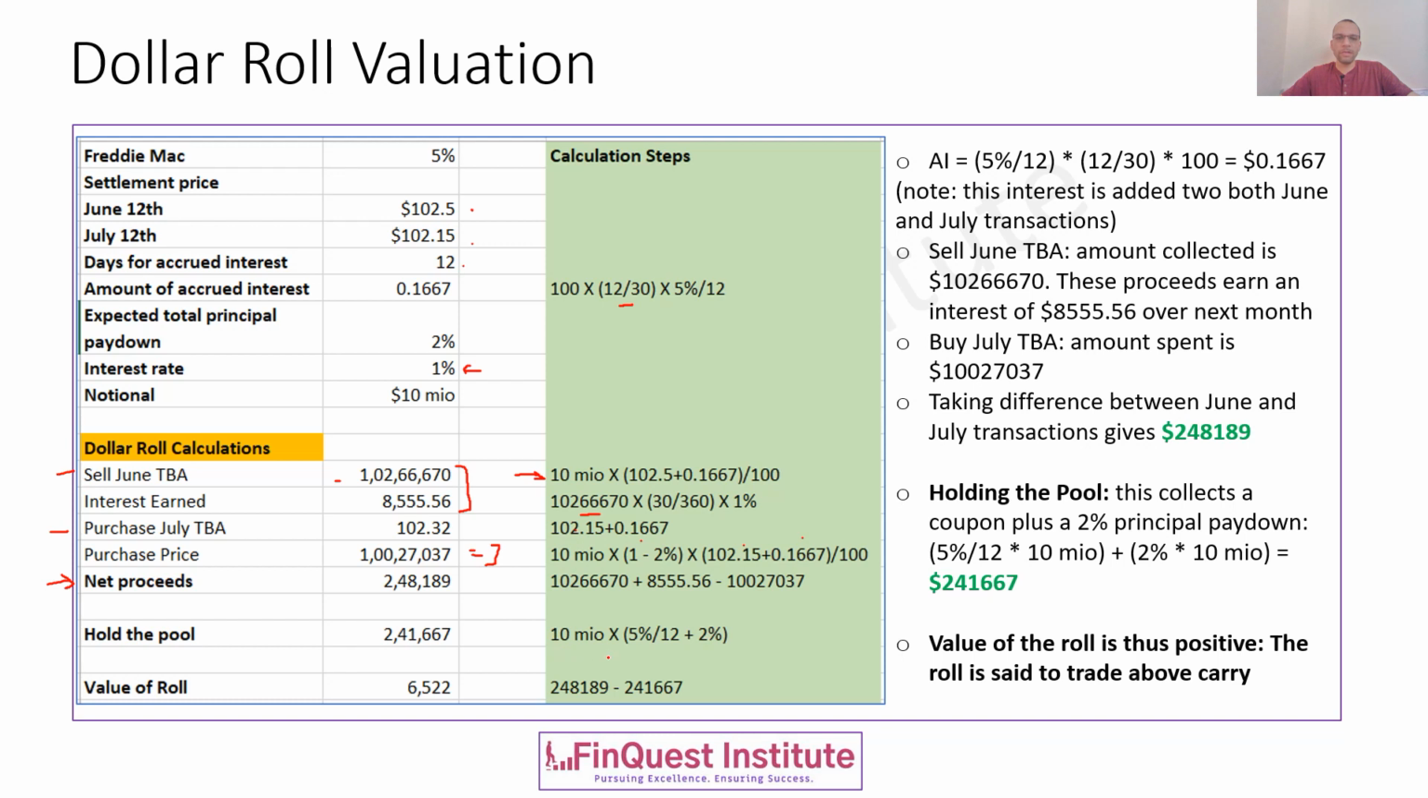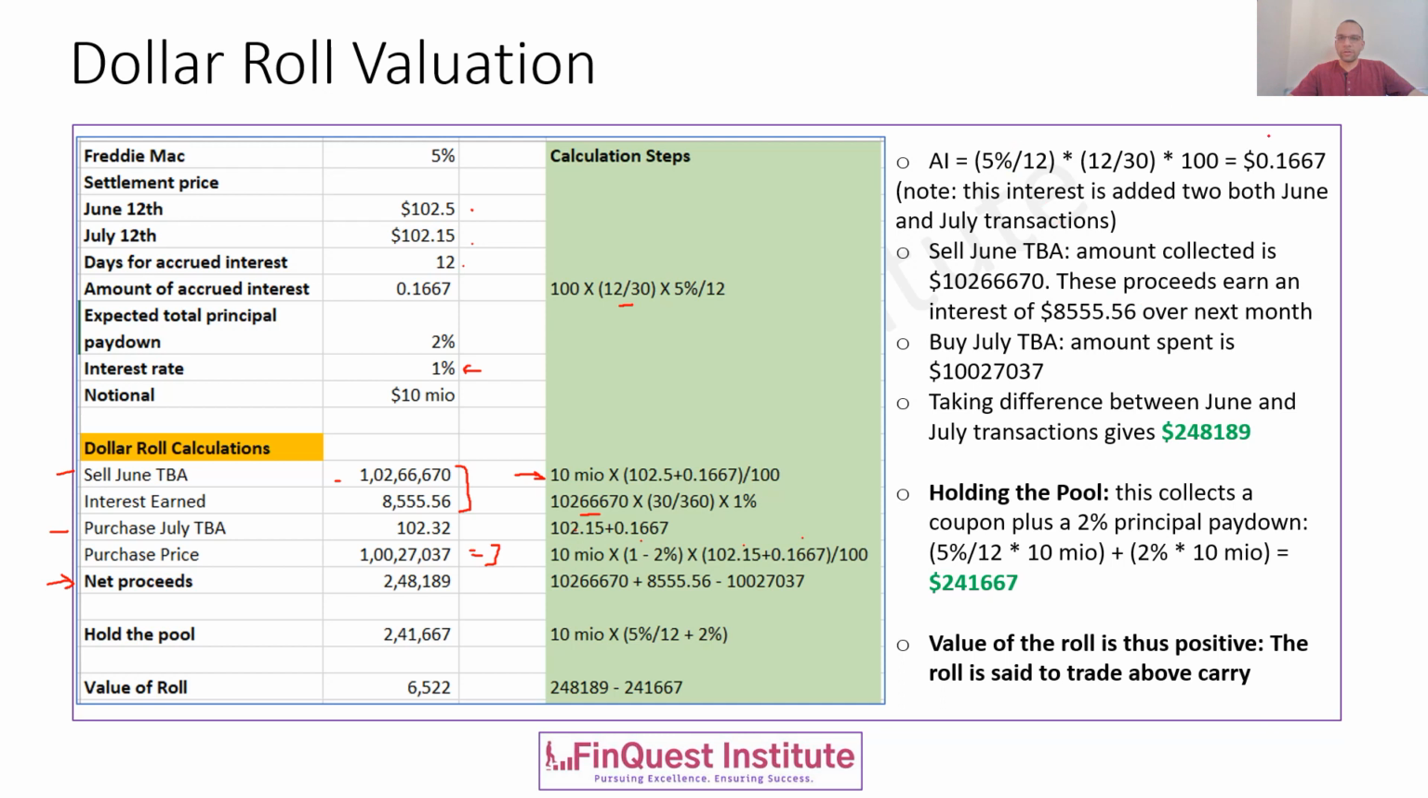Again, we take the notional of 10 million into the rate of 5%, because here simply the coupon is going to accrue, or we are going to earn that coupon. So 5% upon 12 plus the 2%, which is the expected total paid down of principal. Now this comes out to be around 241,667 US dollars. The difference between the two, which is the difference between the roll transaction and holding the pool, is what we call as valuing the roll. This comes out to be 6522 US dollars. Now we observe that this is a positive quantity. So when it's a positive quantity, it's called as trading above the carry.